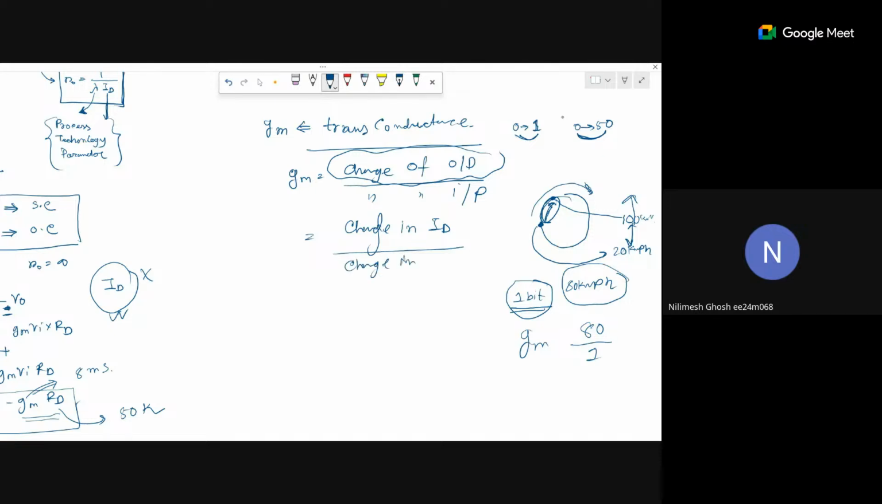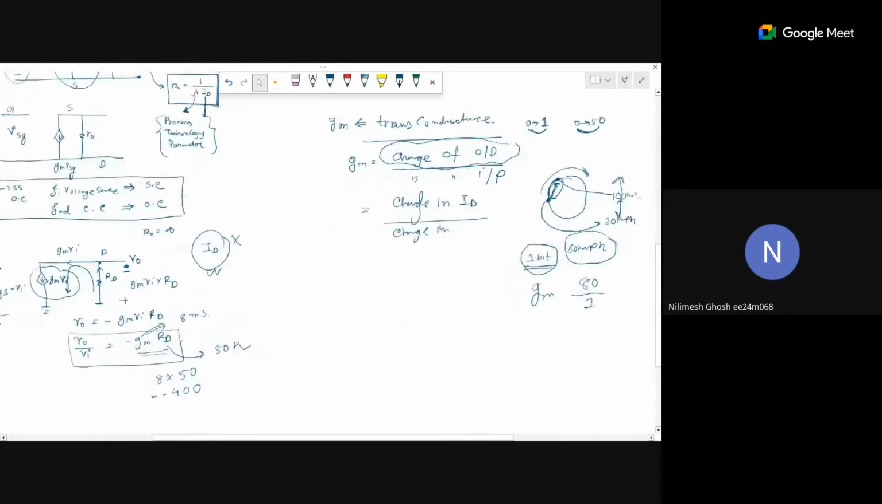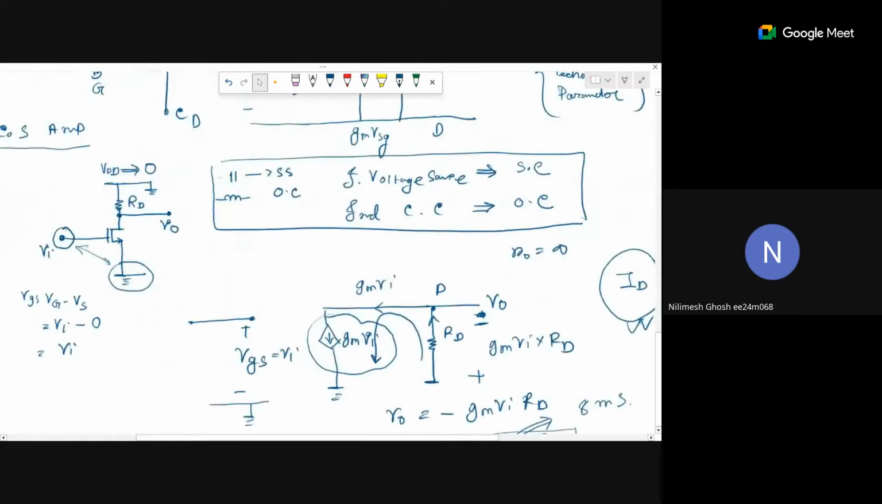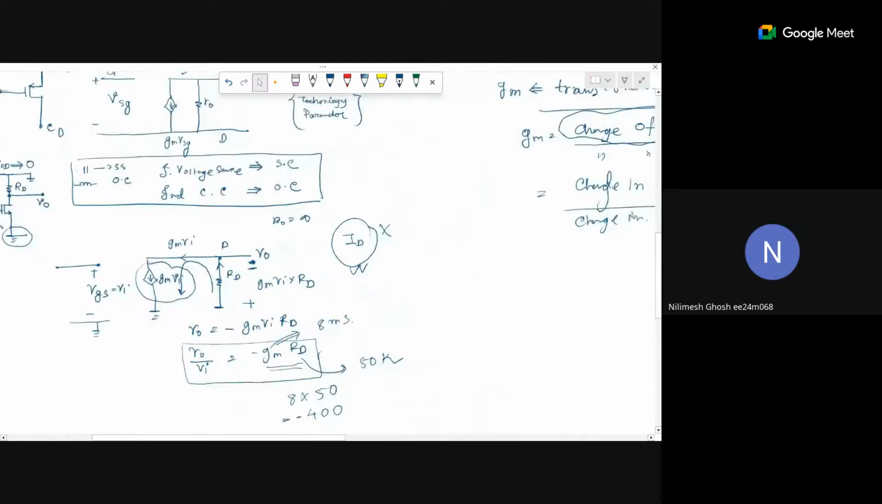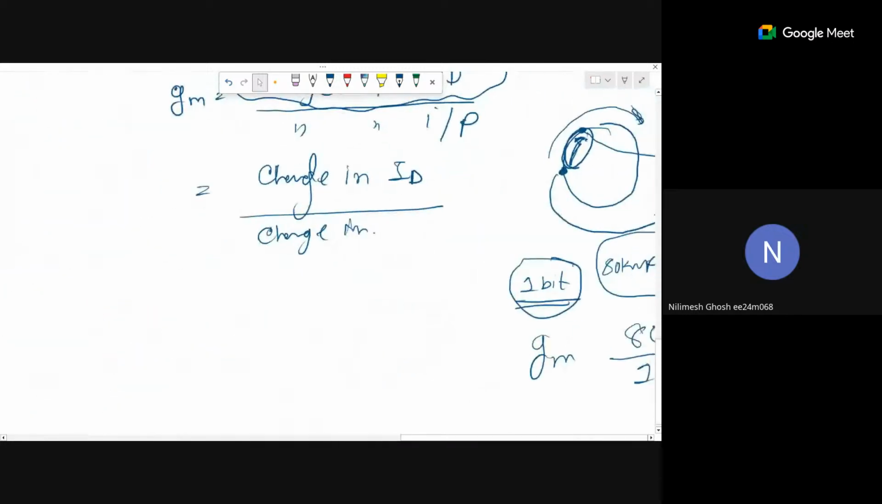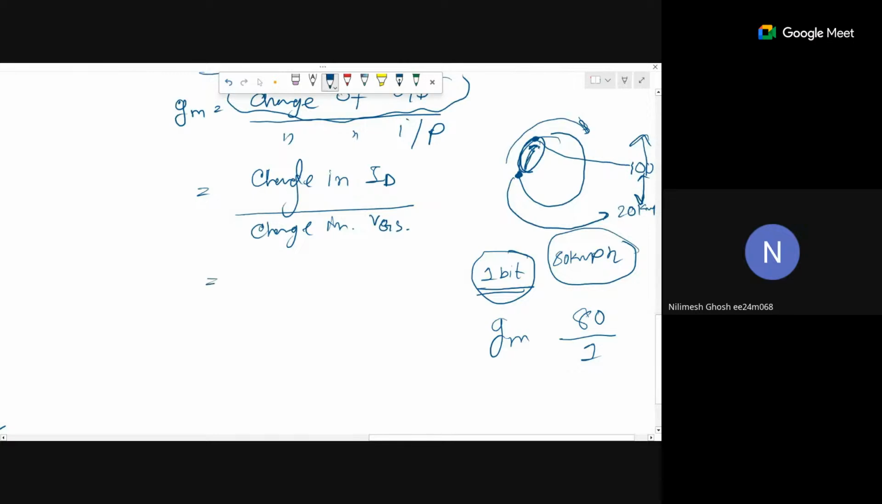By the change, what is the input here? What input have we given here? VI, so VI means the gate voltage. The change in VGS. Right? Yes, sir. So we can see that this is dID by dVGS.